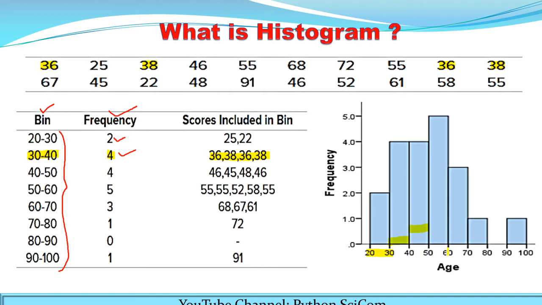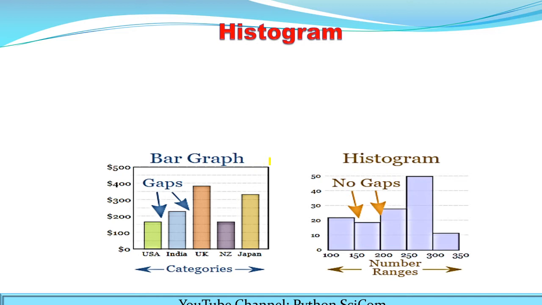The x-axis represents the bin and the y-axis represents the frequency, means the values which are appearing in this particular bin. So what is a histogram? Histogram, it is the visualization of data in which we have the continuous interval and the frequency is represented along the y-axis. We have already learnt the bar graph. In bar graph, we have the gaps between the bars. But in histogram, we do not have any gap between the bars because it is the continuous interval.